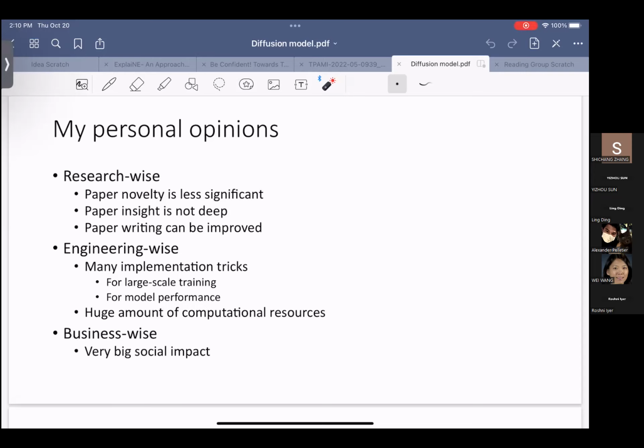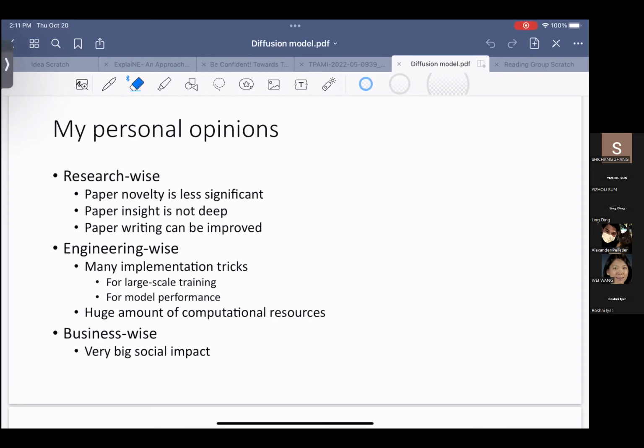Engineering-wise, I would say these papers are very challenging engineering projects. You need a lot of implementation tricks to make things work. For example, we will see that these papers usually train on datasets of millions or billions of samples, so you face this large-scale training challenge. Then, in order to improve the performance, you need to tune the architectures and a lot of hyperparameters, so there is a lot of engineering work involved. You can also imagine that you need a huge amount of computational resources to support it. So even though research-wise we probably say the novelty and insight are not that deep, engineering-wise it is still a challenging and meaningful project.